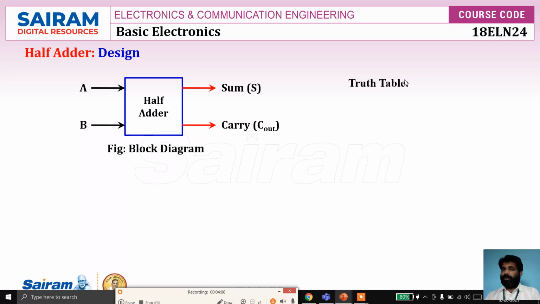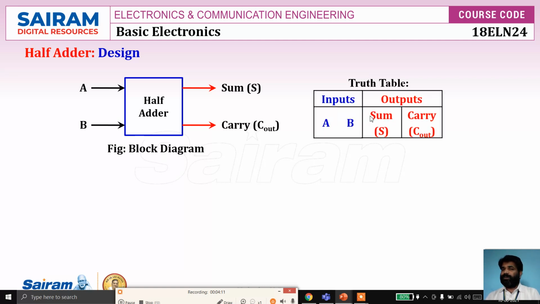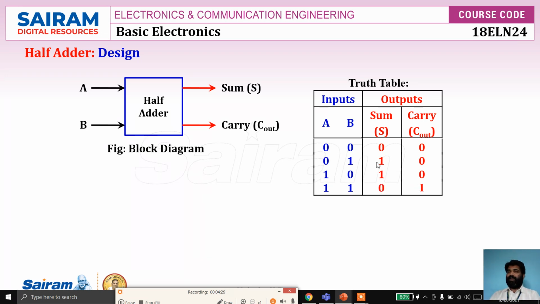We'll write a truth table. As we observe the possible combinations, these are the inputs and these are the outputs, sum and carry. First combination 0 0: sum is 0, carry is 0. Next combination 0 1: sum is 1, carry 0. Next 1 0: sum is 1, carry 0. Next 1 1: sum is 0, carry 1. So the first step is the truth table. The block diagram just represents the number of input and output variables, and then the truth table.